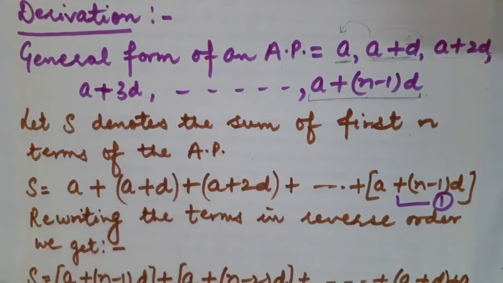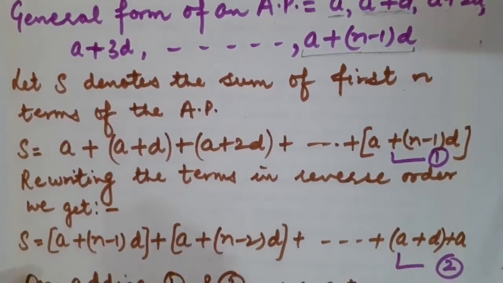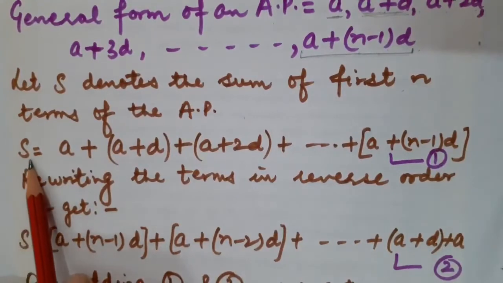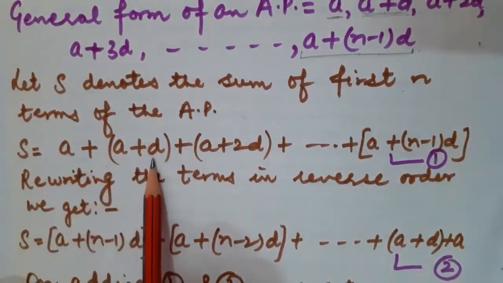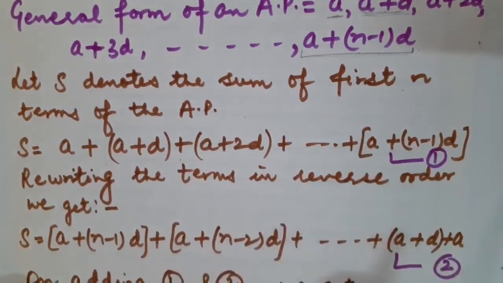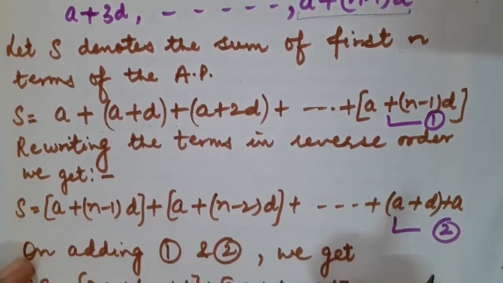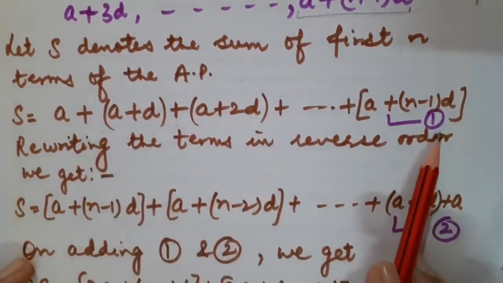If we are talking about the sum, so definitely we will have to add all the terms, right? So what will S become? S is equal to the very first term, that is A, plus A plus D, plus A plus 2D, and so on up to A plus n minus 1 into D. Correct? So let us consider it as equation number 1.